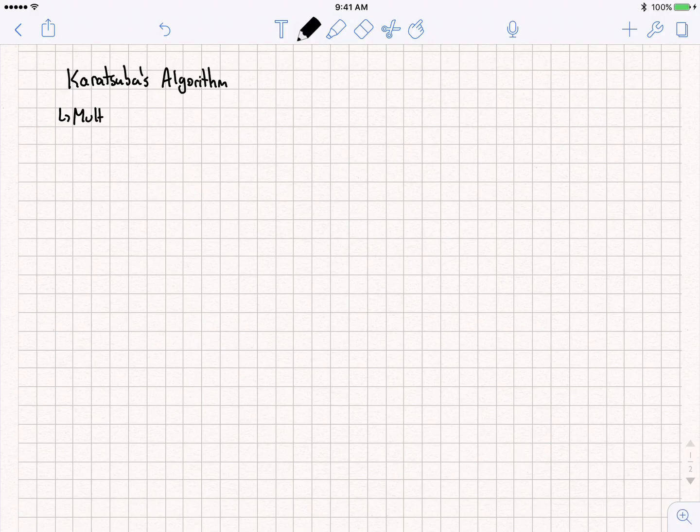Now we have a traditional algorithm that lets us do it in O of n squared time using brute force. So we're interested in taking a number, let's say 1, 2, 3, 4, and multiplying it by a number 5, 6, 7, 8. The worst case is when they're both the same length.